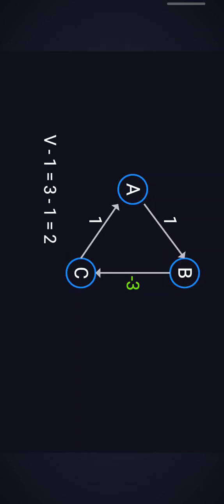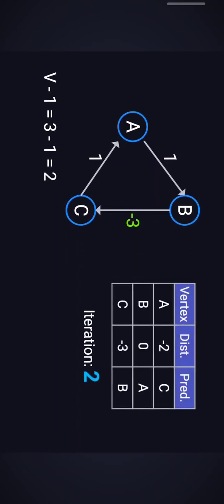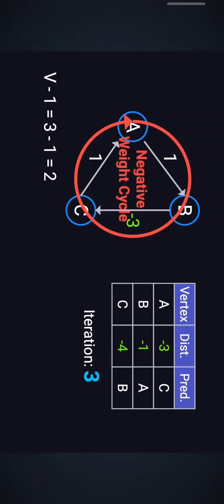According to the Bellman-Ford algorithm, after V-1 iterations, which is 2 in this case, the shortest path distances should have stabilized. But if we run one more iteration and notice that some distances are still decreasing, it means the algorithm hasn't converged. This is a clear sign that the graph contains a negative weight cycle, where distances keep getting smaller indefinitely. Now let's explore the Python implementation of the Bellman-Ford algorithm.